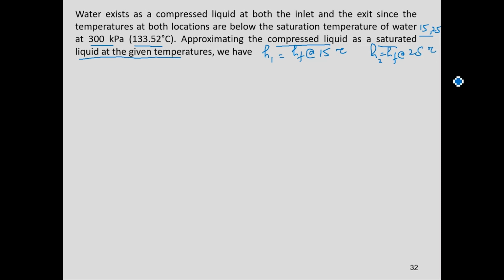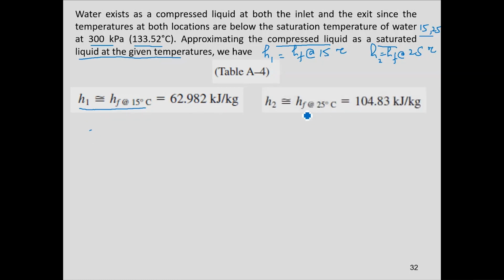Once you go to table A-4, which is against the temperatures, you will find h1 to be hf at 15 degrees centigrade and h2 to be hf at 25 degrees centigrade.